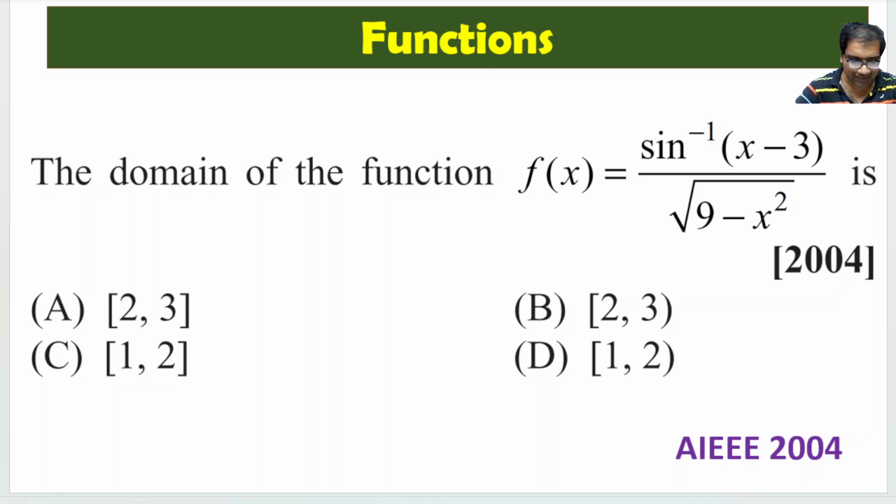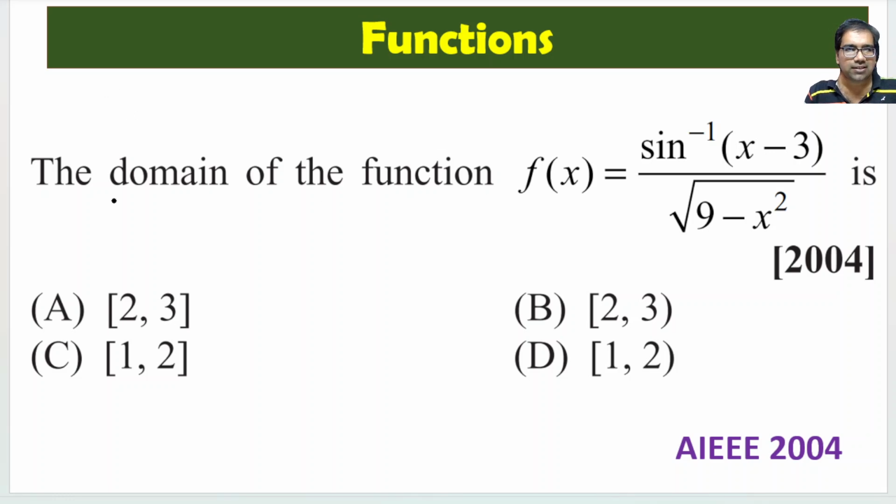Here we are given this function sine inverse of (x minus 3) divided by the square root of (9 minus x square). We need to find the domain of this function. Two things we have to note. One, there is a square root in the denominator. The other one is sine inverse.